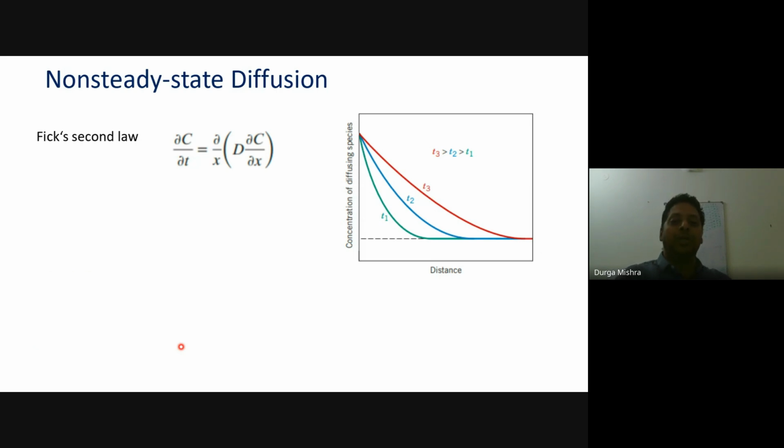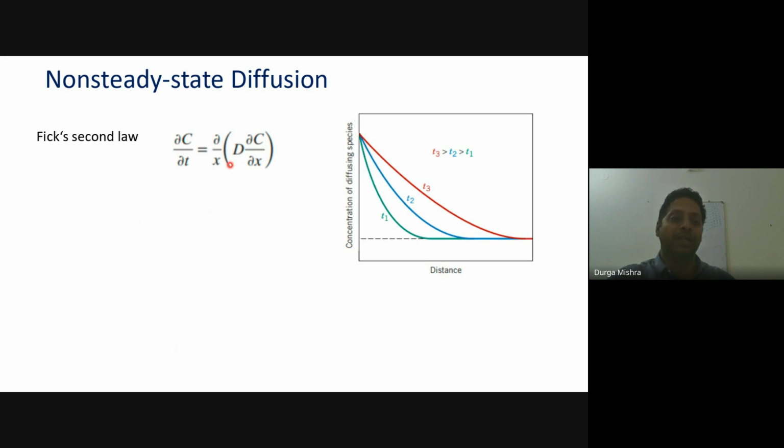Okay, so in most real cases, what we see is non-steady state diffusion. Steady state is a very ideal situation, which normally you don't encounter. What you actually observe is non-steady state. That means the concentration gradient and the diffusion coefficient D may not be constant over time. It may change, so it is dynamic now.